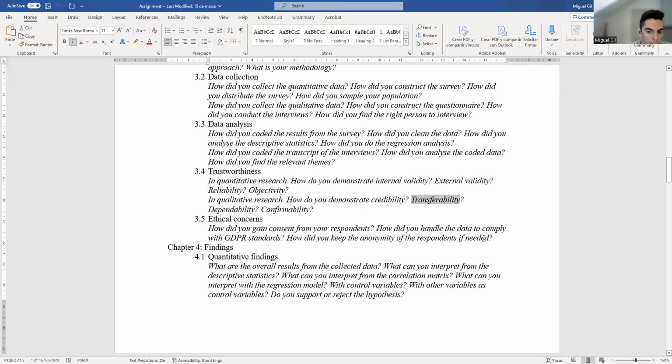And finally, I think you only need one paragraph for ethical concerns. Something very important is how you gained consent. In the survey, it's very clear you gained consent with the first question of the survey. It was, do you give consent? Do you want to participate? And then they say yes. So say that everyone said yes, they agreed.